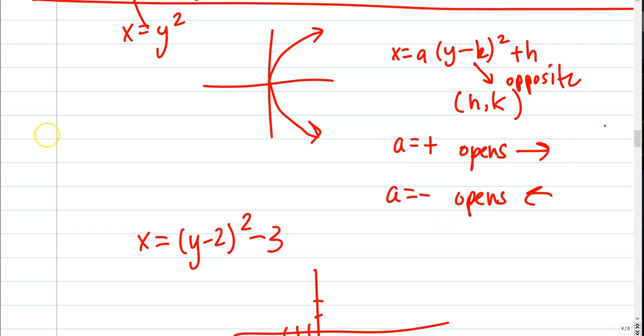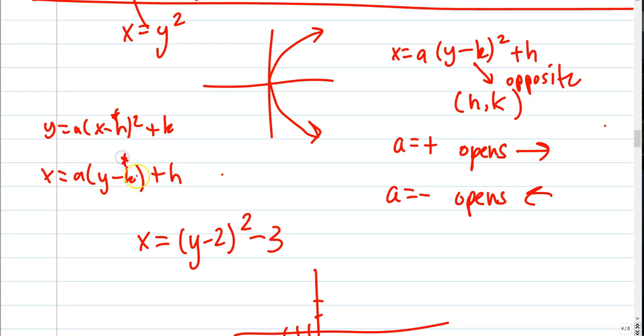Okay. In the past, we had y equals a times x minus h squared plus k. That should make sense that the horizontal shift was with the x and was opposite, right? When I have x equals a times y minus k squared plus h, notice the vertical shift is now with the y, and it's also opposite this time.